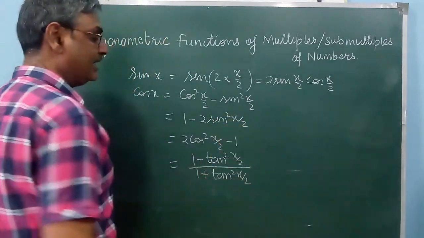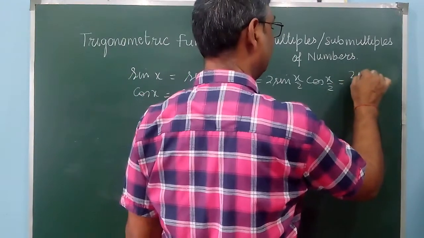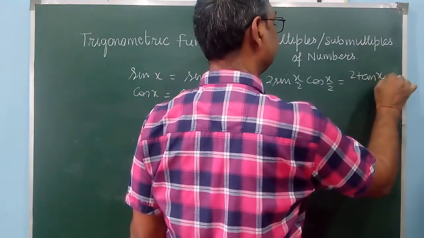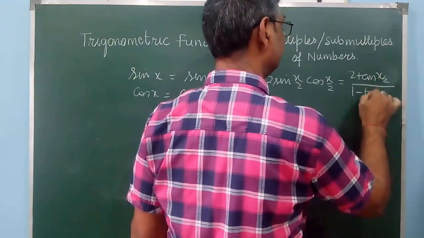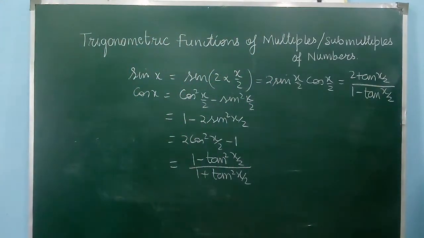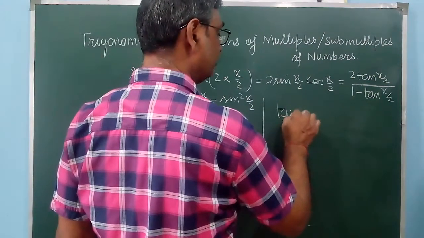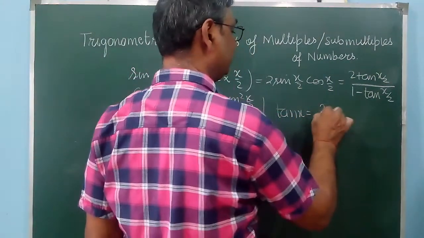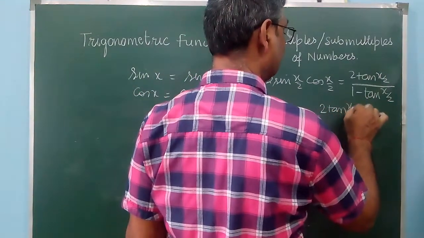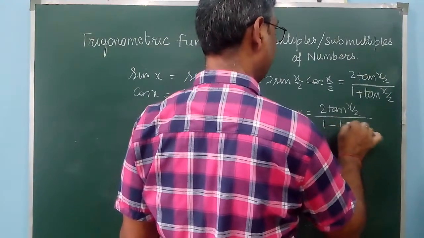So in place of x everywhere we will be getting x by 2, and this one we can also be written as this. So this is the formula. Now we can have it for tan x also. So tan x can be, we are having 2 tan x by 2, and here it will be plus and here it will be minus.